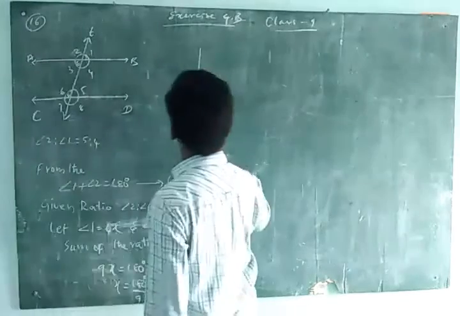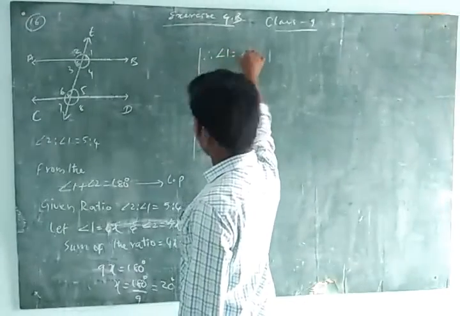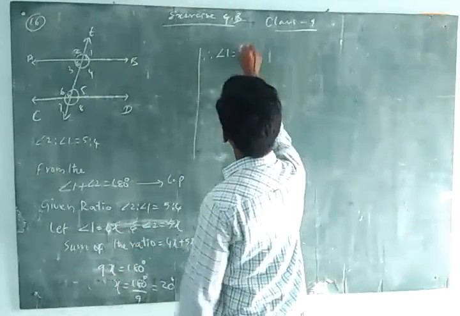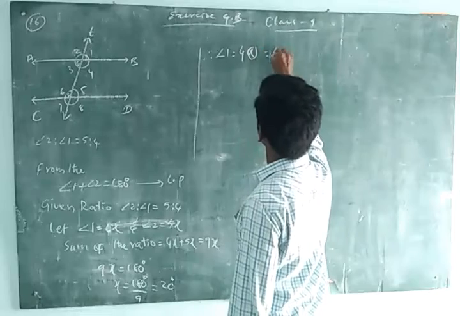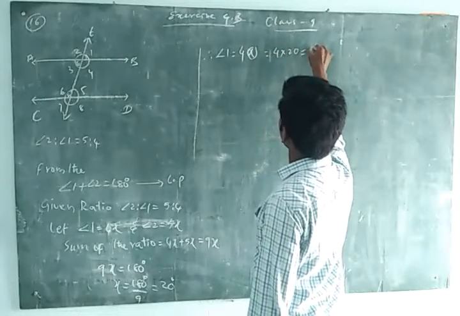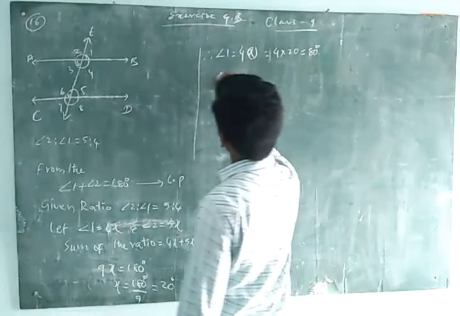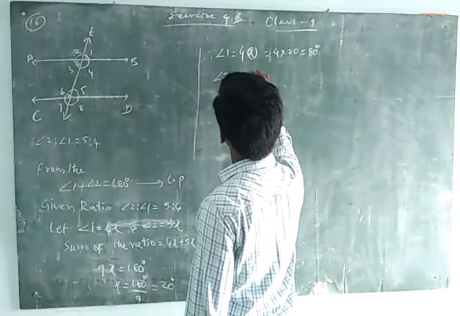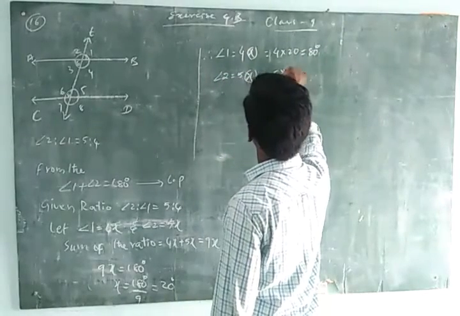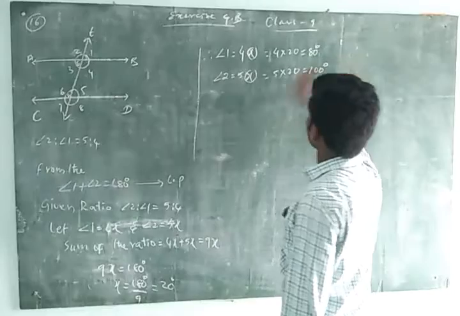Therefore angle 1 is equal to 4 into x, which is 4 into 20, equal to 80. And angle 2 is equal to 5 into x, which is 5 into 20, equal to 100 degrees.